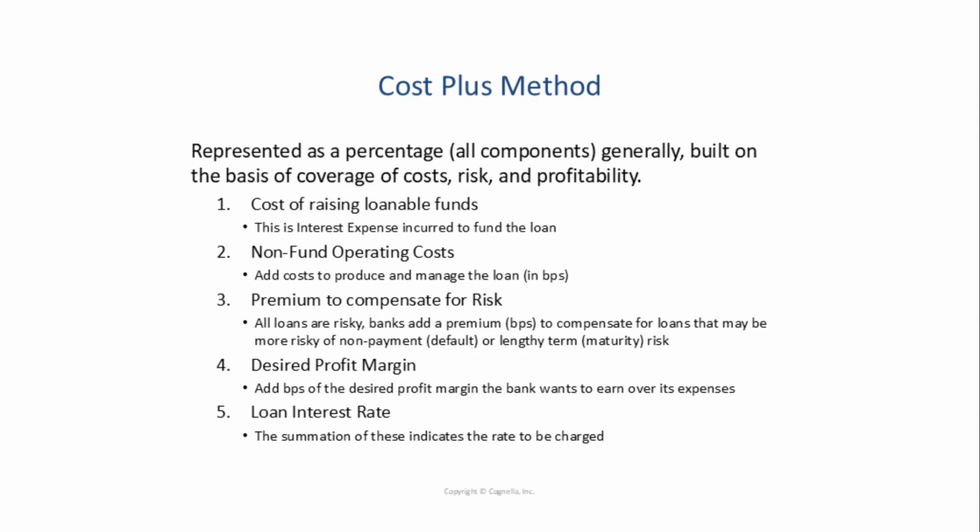The cost-plus method applies here as well, covering the bank's funding costs, operating costs, risk, and profit margin. For consumer loans, this is usually expressed as an annual percentage.